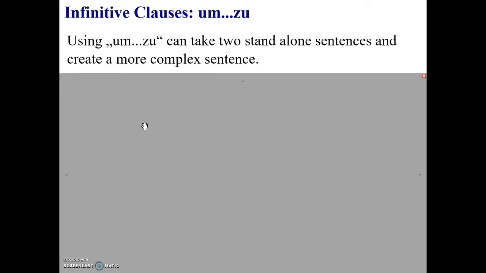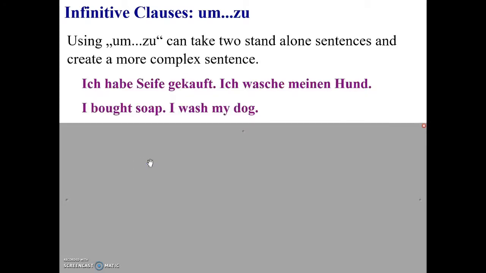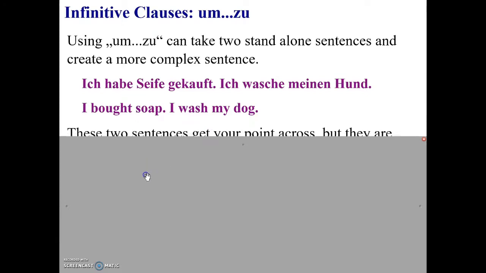Using um zu can take two standalone sentences and create a more complex sentence. For example, ich habe Seife gekauft, ich wasche meinen Hund. I bought soap, I wash my dog. These are two fairly simple standalone sentences. They get your point across. But to form a slightly more complex sentence and therefore show that you're a little bit better at German, you could do this.